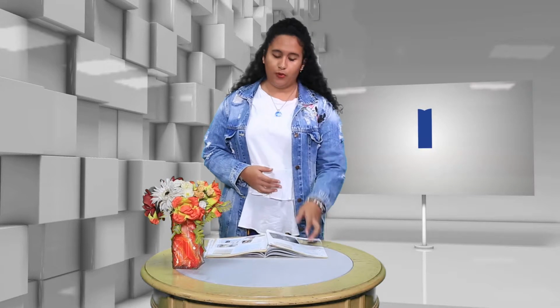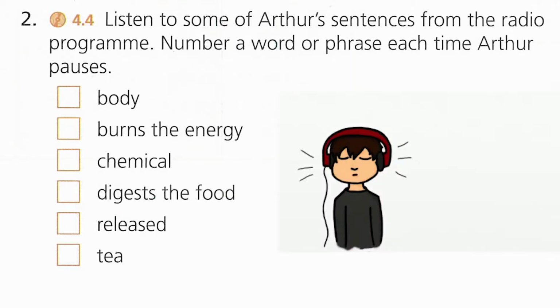And now let's move on to an activity for this audio track where we're going to number a word or phrase each time Arthur pauses. Body, number 2. Burns the energy, number 4. Chemical, number 3. Digests the food, number 5.